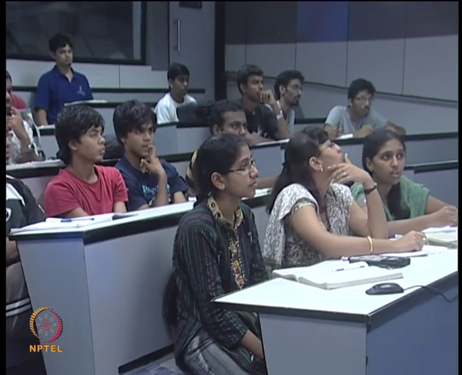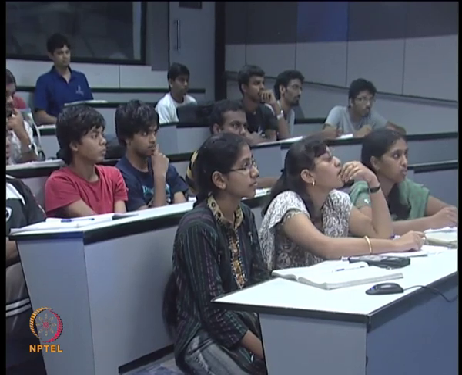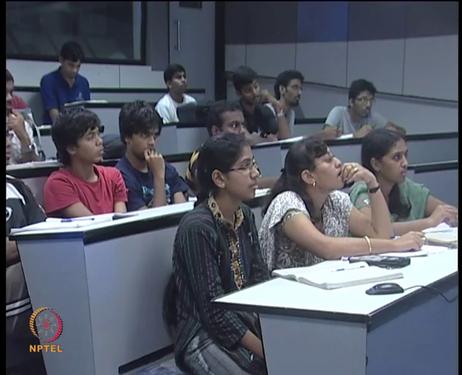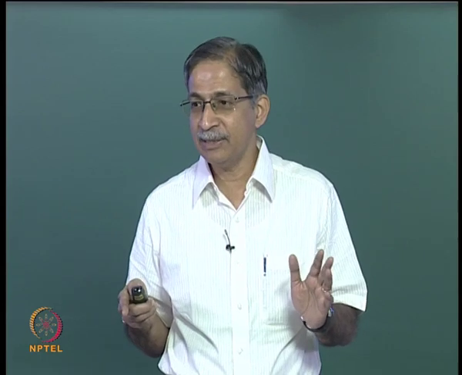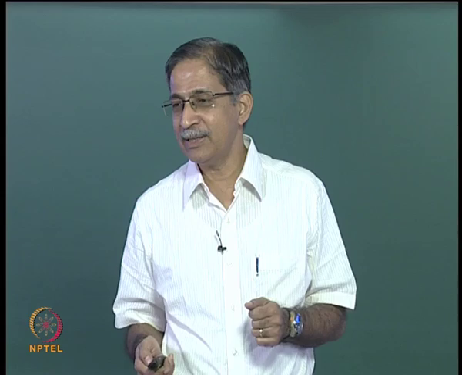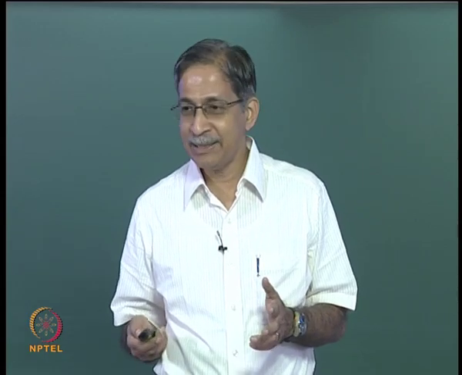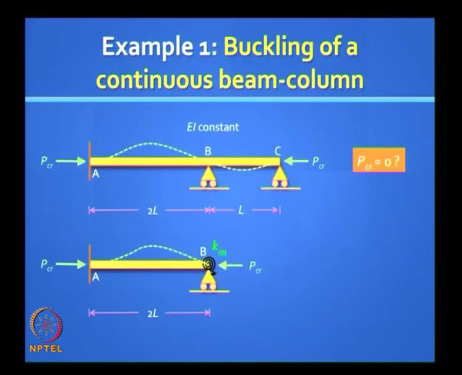What is the actual condition? If I isolate AB, what should I put at B? If I take out AB, A is fixed against translation and rotation. Roller and spring, right. That is the picture I should draw. Now it is easier for you to understand. The only variable here is K theta B, that is the rotational stiffness of that spring, which represents BC.